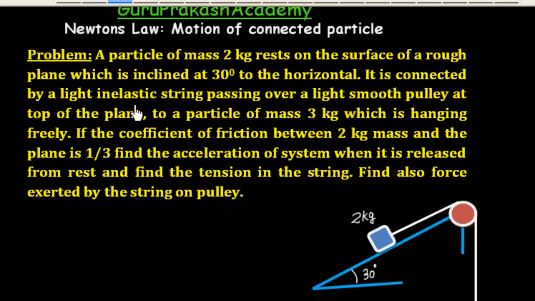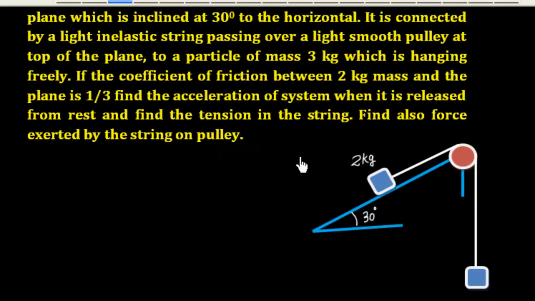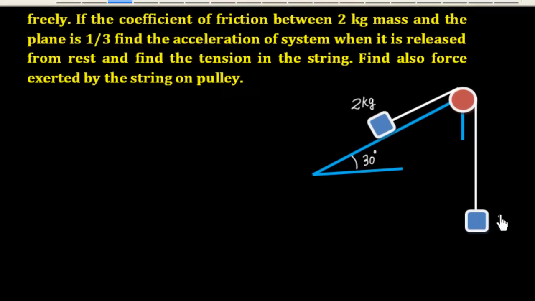It is connected by a light inelastic string passing over a light smooth pulley at the top of the plane. So this pulley is smooth. This means tension in this string and tension in this string is the same. This pulley is light as well as smooth, and the string is inelastic. This means acceleration of this block is the same as acceleration of this block, to a particle of mass 3 kg which is hanging freely. So mass of this particle is basically 3 kg.